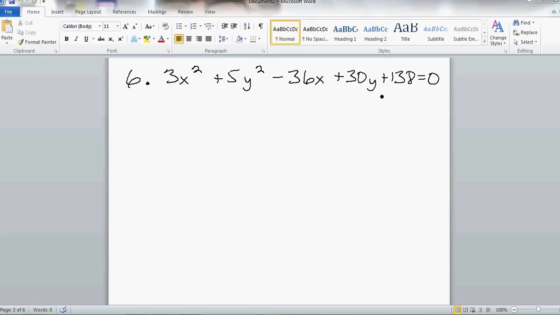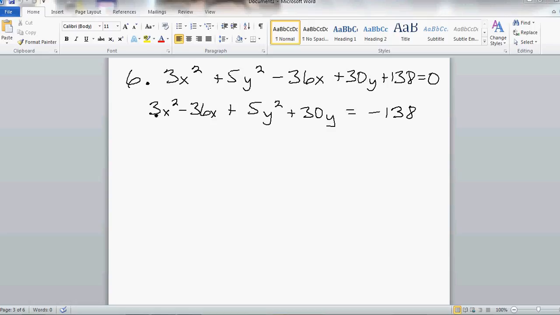So the first thing we have to do is group all of our x's together. So we're going to get 3x squared minus 36x. And then I'm going to group all my y's together. So that'll be 5y squared plus 30y. And then I'm going to bring the 138 over to the other side. Now eventually we need to get this to be a 1, but we'll deal with that in a second.